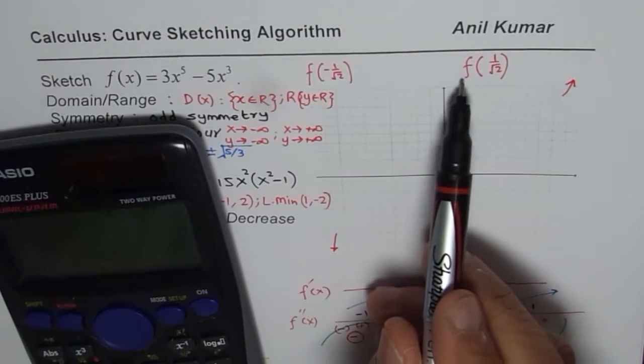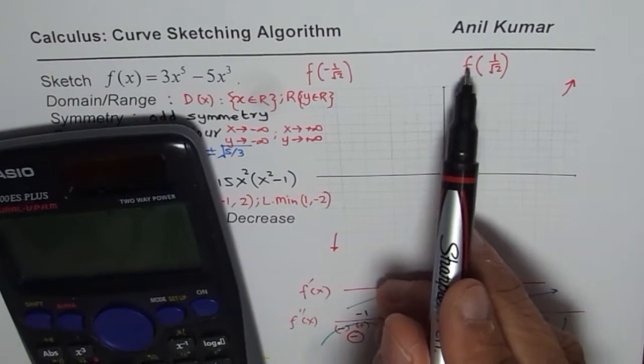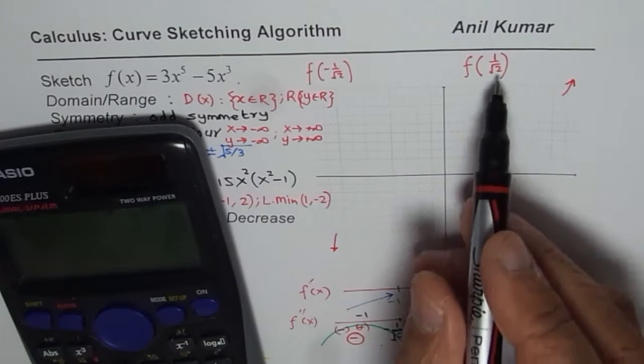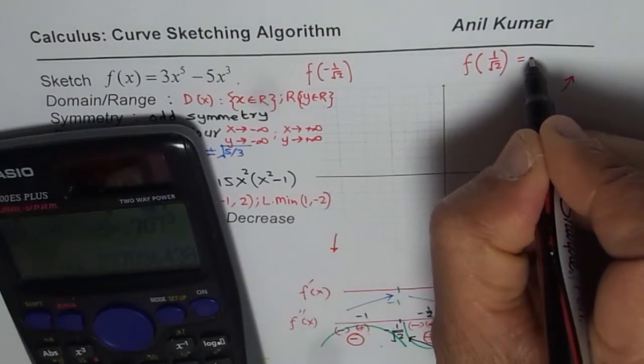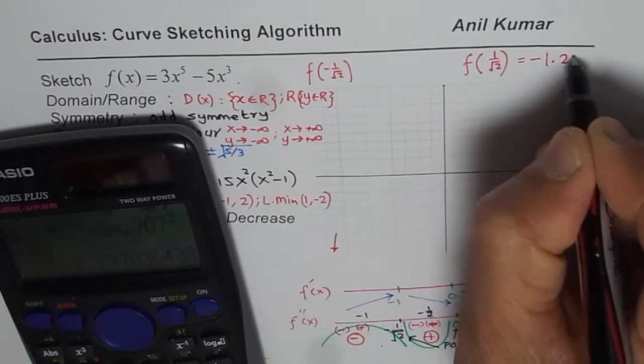Let us evaluate the value of the function at f of 1 over square root 2, which is 0.707. So we get 3 times 0.707 to the power of 5 minus 5 times 0.707 to the power of 3 equals, so we get this value as minus 1.24.